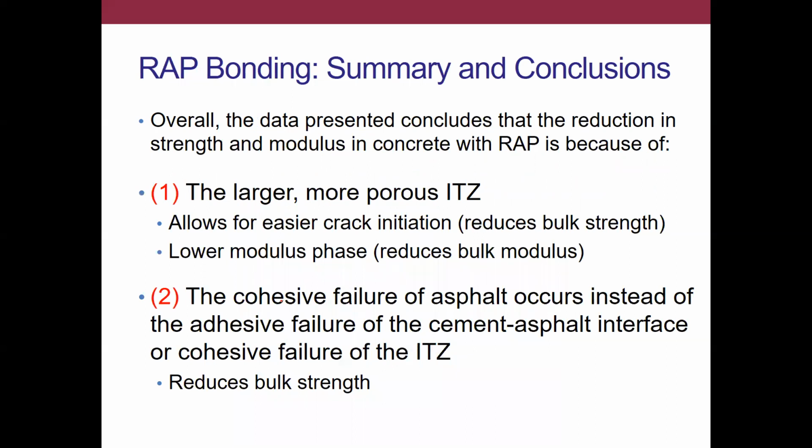So in the end, these are the two primary conclusions that we've been able to draw from this work. We do know that RAP in concrete will reduce the mechanical properties, so the strength and modulus. Number one, that is going to be due to the larger, more porous ITZ, right? Because of that, a larger volume fraction of our concrete is a more porous phase, which of course would reduce our modulus. It could also affect strength, assuming that it would allow for easier crack initiation, possibly propagation as well.